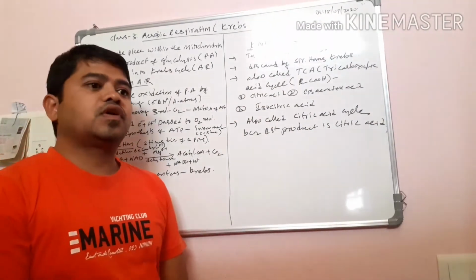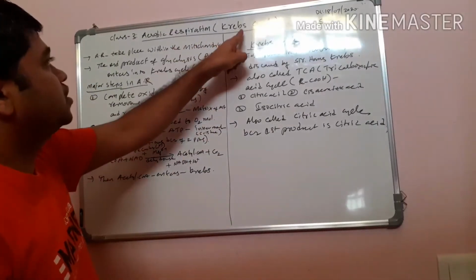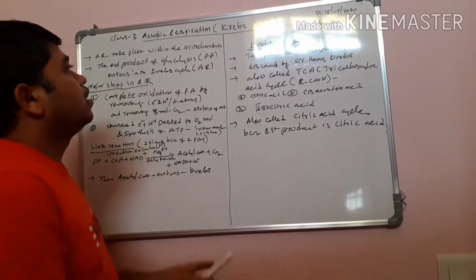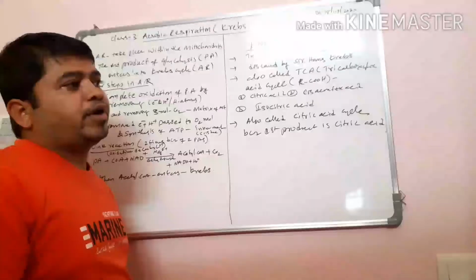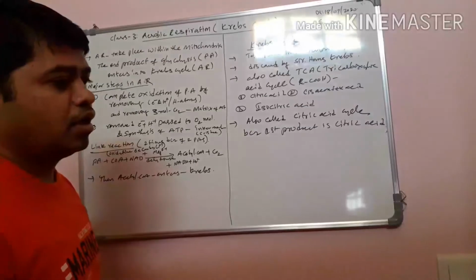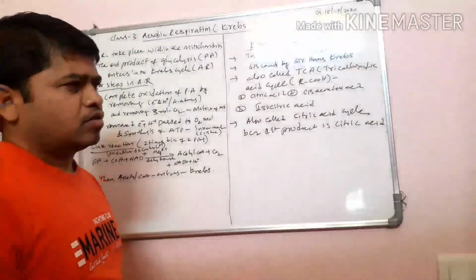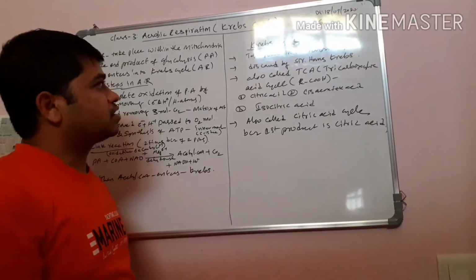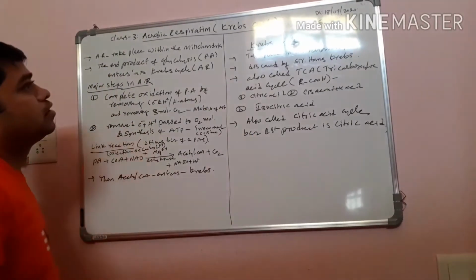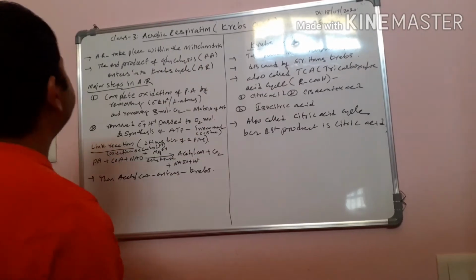In the presence of oxygen, pyruvic acid enters into aerobic respiration, that is, into the Krebs cycle. In the absence of oxygen, pyruvic acid enters into the fermentation process. It may be alcohol fermentation or lactic acid fermentation. So that was discussed in the previous class. Today we are going to discuss the Krebs cycle, that is aerobic respiration, in detail.